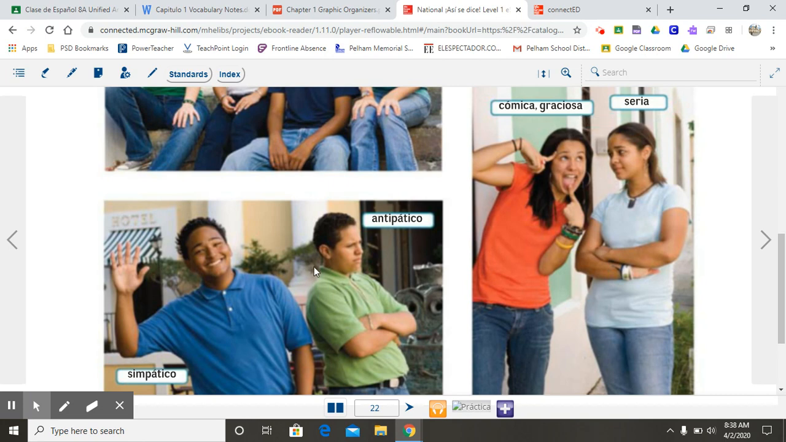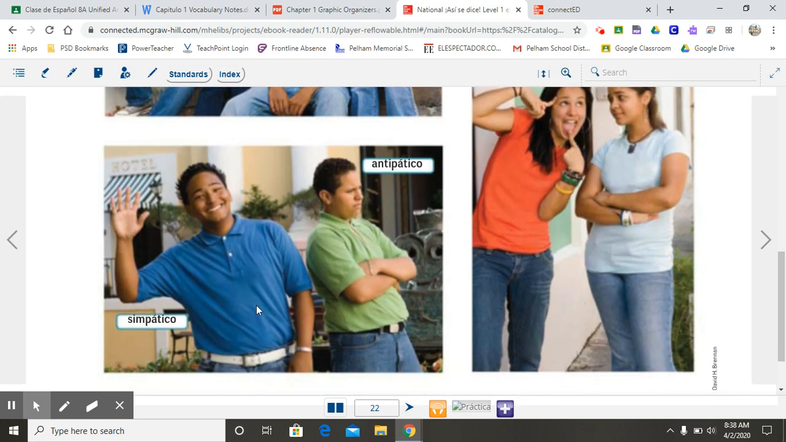Okay? All right, let's do these two as if they were girls. So let's pretend they're girls. What do they have at the end instead? Hopefully you said A. And now this would be simpática and antipática if they were girls.